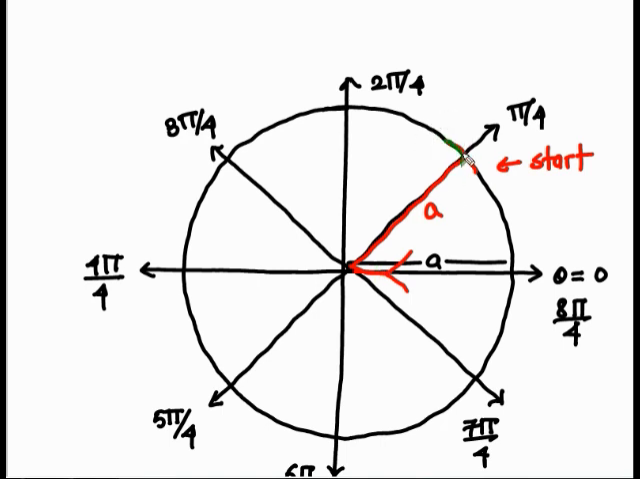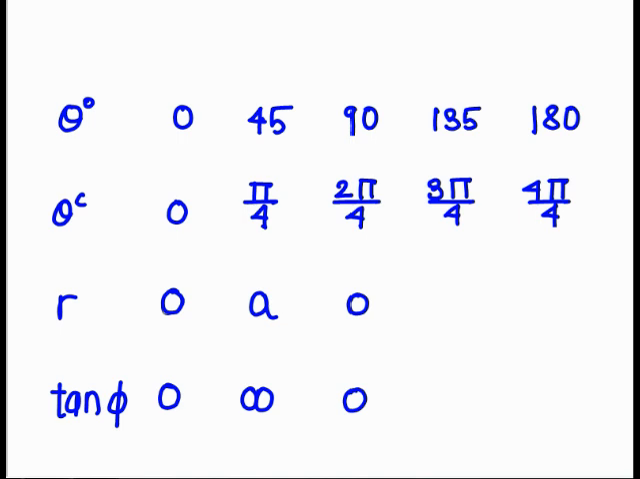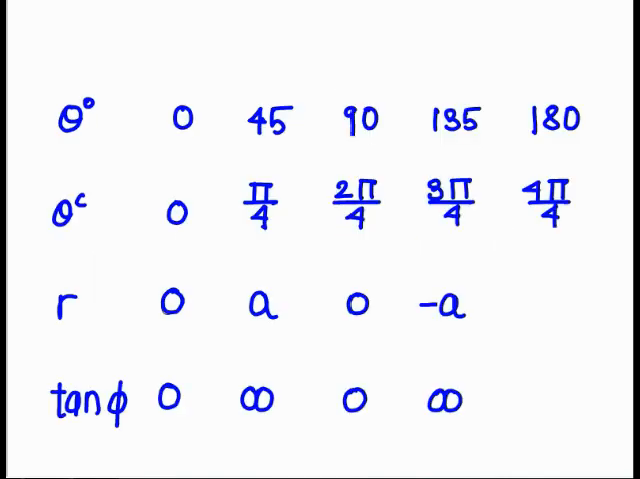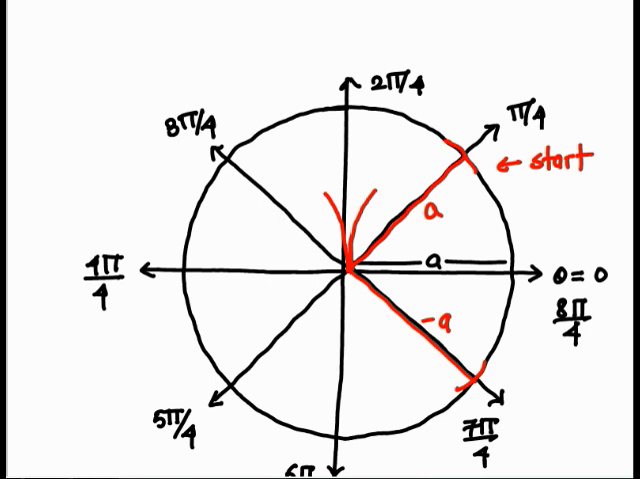So we get the curve like this. For 2π/4, radius is 0 and tan φ is also 0. So in the diagram, at 2π/4, the radius value is 0 and this red section shows the behavior of the curve. At 3π/4, radius value is minus a and tan φ, that is the angle made by the tangent with the radius vector, is infinity. So at 3π/4, radius value is minus a and tan φ is infinity. So we get the curve like this, the behavior of the curve.